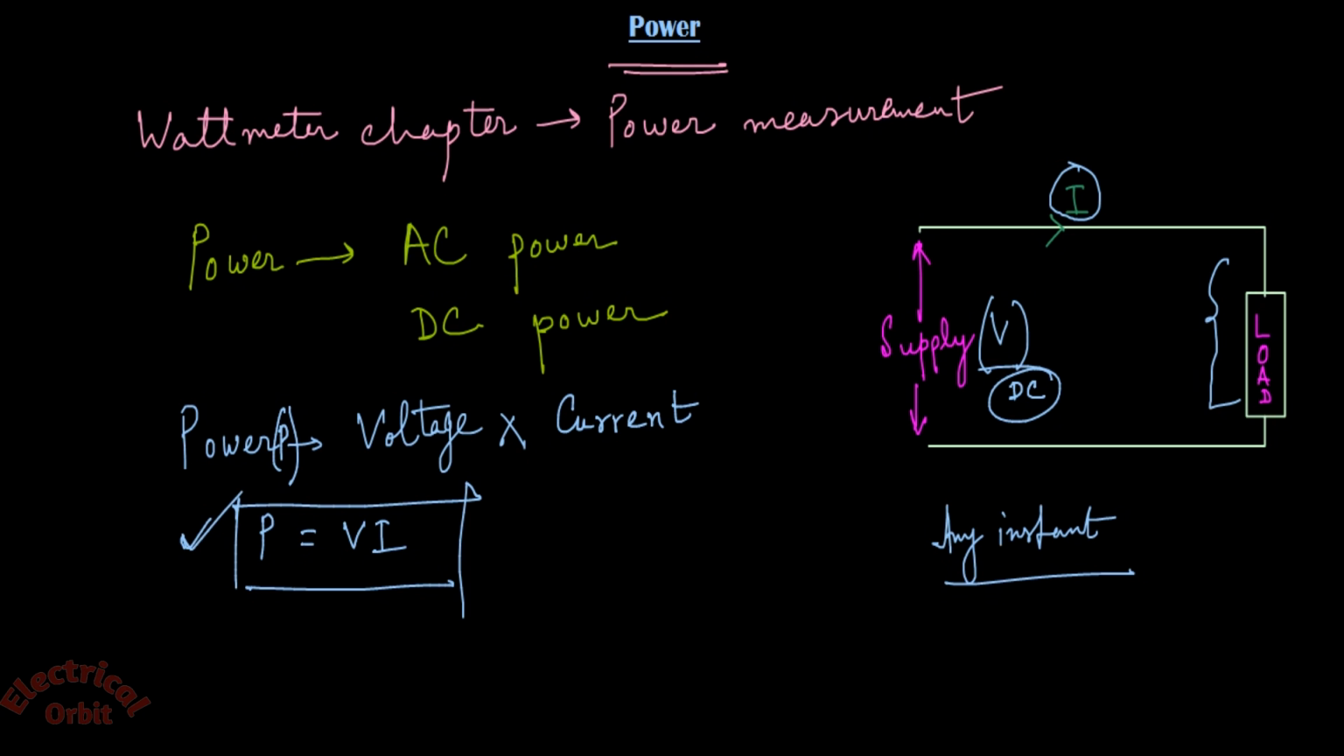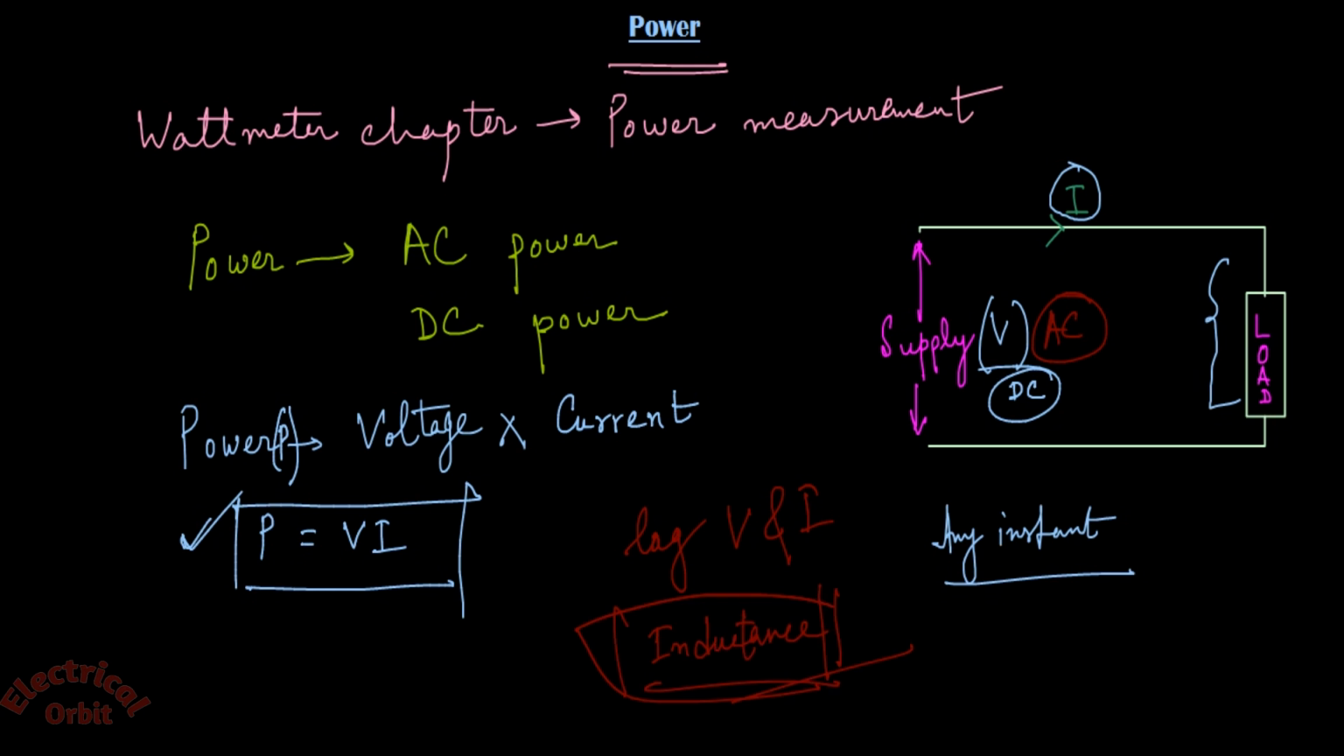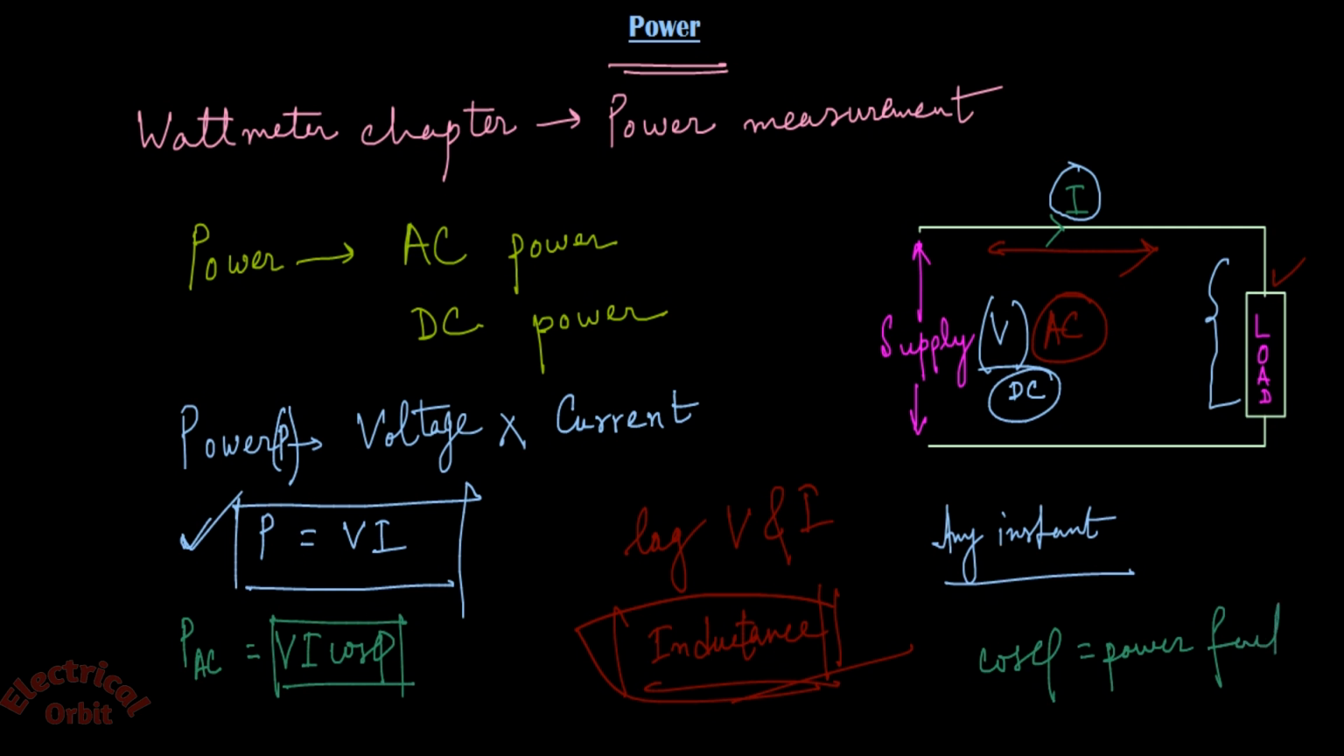But if our supply system is AC, then there is a lag between voltage and current due to inductance present in the circuit. It may be in the load, it may be in the supply line. So for AC power, the consumption of power by the load will be equal to VI cos phi. Cos phi is the power factor.